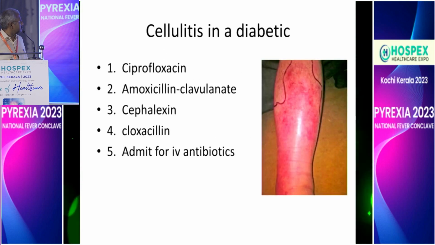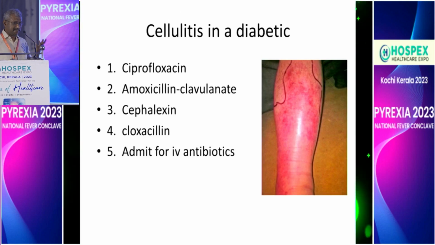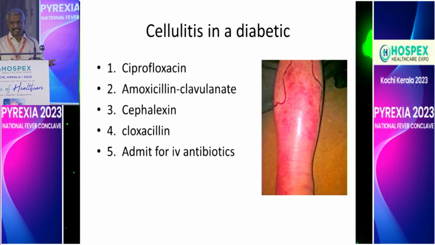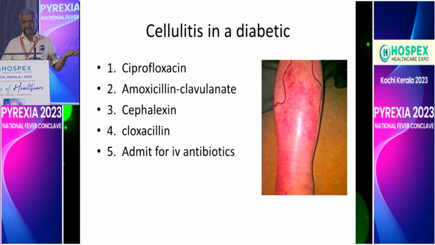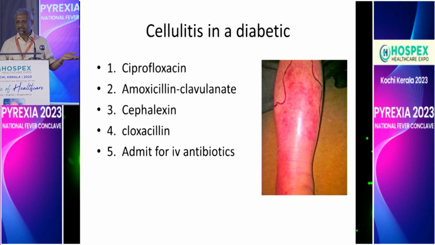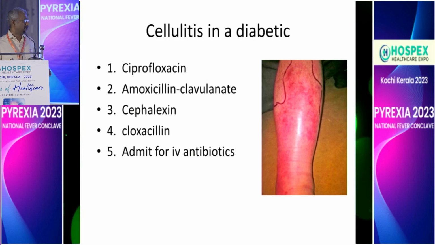So what would be the choices here? Cellulitis in a diabetic, what could be the choices? Like ciprofloxacin, amoxiclav, cephalexin, cloxacillin, admit for IV antibiotics. All those things are there. But I'm telling you, this is fairly controlled diabetes, not very uncontrolled diabetes, and the wound is not into the matter of necrotizing fasciitis or all those things. Just a cellulitis in a patient who just has diabetes, that's all.